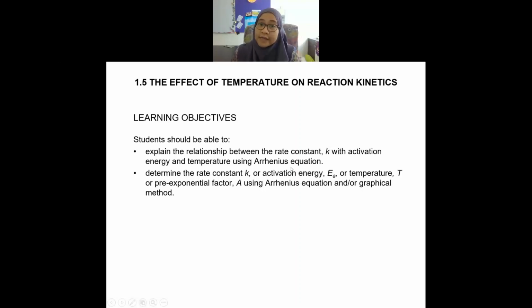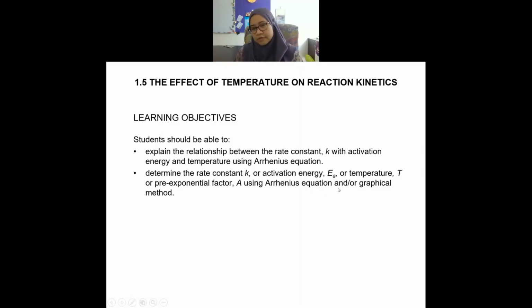We have an equation or formula to describe this effect of temperature on reaction kinetics, and it is known as the Arrhenius equation. In this Arrhenius equation, we have the rate constant, we have EA, we also have temperature and the pre-exponential factor. So we have these parameters in the Arrhenius equation.